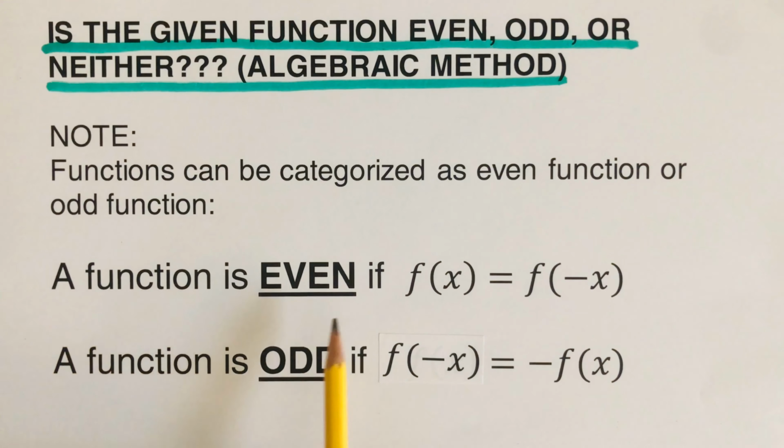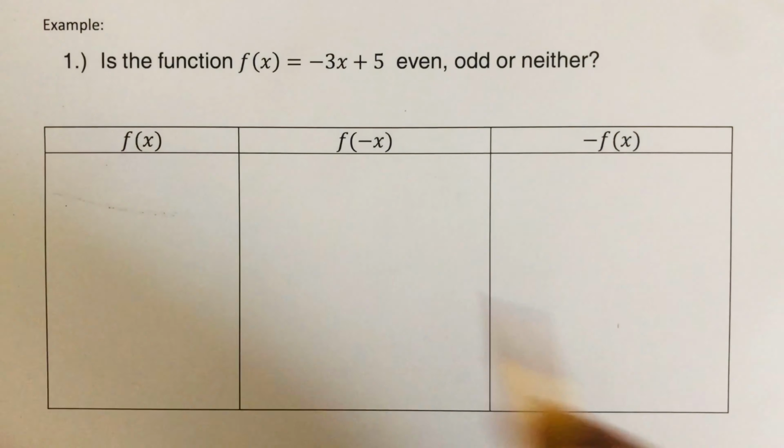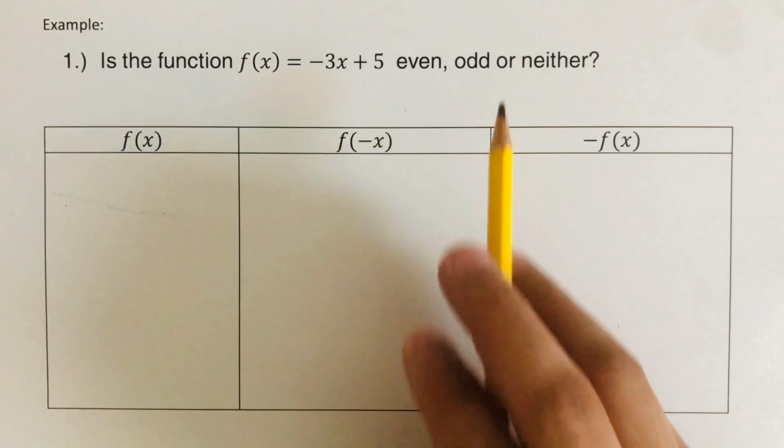A function is even if f of x is equal to f of negative x. And a function is odd if f of negative x is equal to the negative f of x. Now, we're going to go over each of these with examples. Let's take this first example right here. Is this function f of x equals negative 3x plus 5 even, odd, or neither?